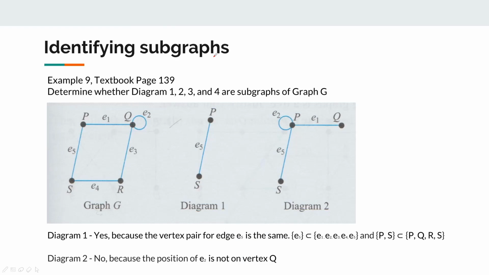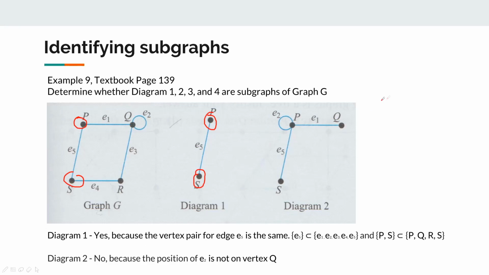Next, identifying subgraphs. So we are going to do a few examples from the textbook. Determine whether diagram 1, 2, 3 and 4 are subgraphs of graph G. We'll start with diagram 1 and 2 first. Okay, so diagram 1 is a subgraph of graph G because the vertex pair for E5 is the same. So if we look clearly here, the vertex pair for E5 is P and S, and when they draw back the subgraph, it is still P and S. So it is correct.